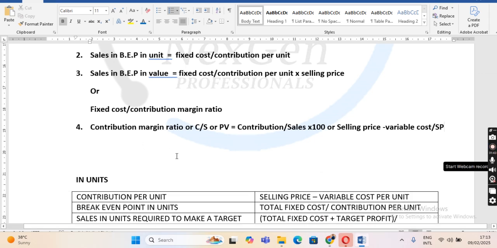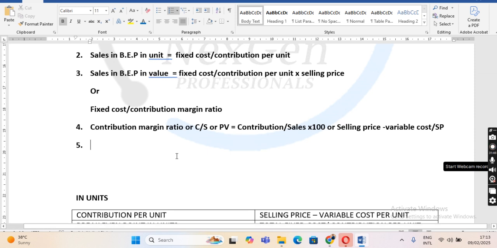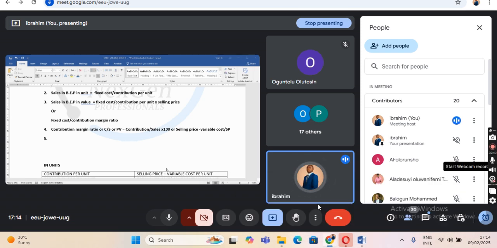Okay, continue. If that is established, the next formula you need to know in BEP is sales value at targeted profit before tax. The question may ask what will be the sales value at targeted profit before tax. You projected that you want to make a profit of 15 naira. So what will be the sales in value for you to achieve that targeted profit?